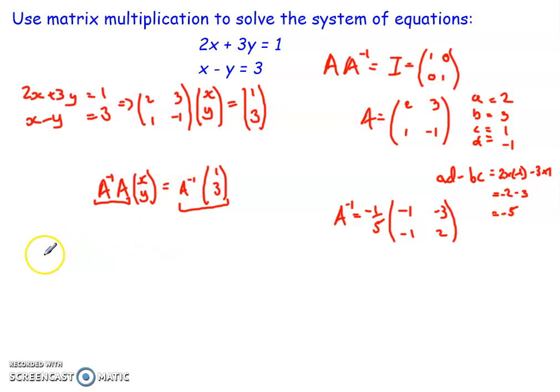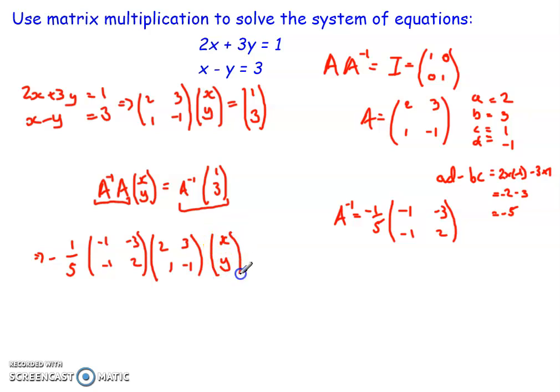So what that means is in terms of the matrices themselves, I get negative 1 over 5 times my inverse, so negative 1, negative 3, negative 1, 2, times the original matrix, so 2, 3, 1, negative 1, and then that's multiplying the xy matrix there, and I know that's then going to be equal to my inverse, negative a fifth, times the negative 1, negative 3, negative 1, 2, times the column matrix 1, 3.